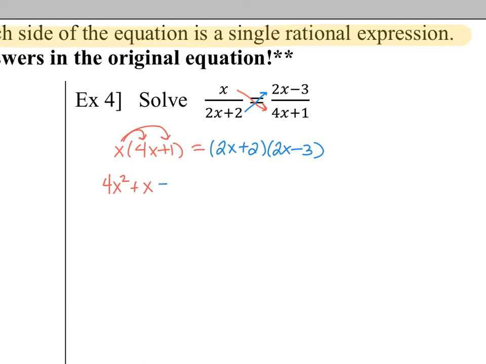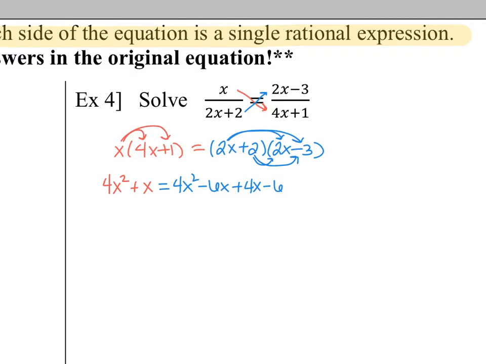Then the second half of this, we're going to have to do double distribution. So 2x times 2x makes 4x squared. 2x times negative 3, negative 6x. 2 times 2x makes 4x. 2 times negative 3 makes negative 6.